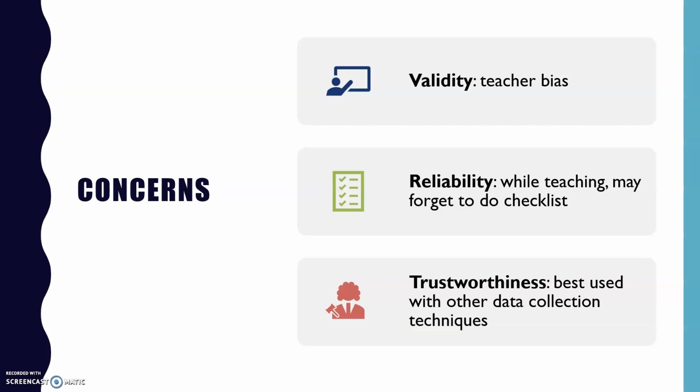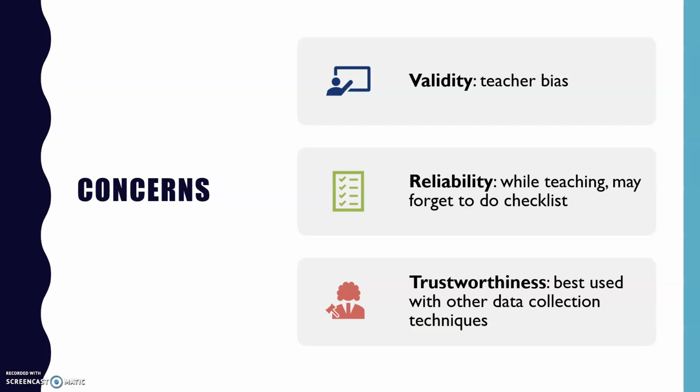Depending on the class and subjects, checklists can be unreliable at times, because it may be hard for a teacher or researcher to stop what they're doing to even check yes or no. Also, they may just forget to use a checklist in different parts of their lesson, causing the reliability of the data to be skewed.